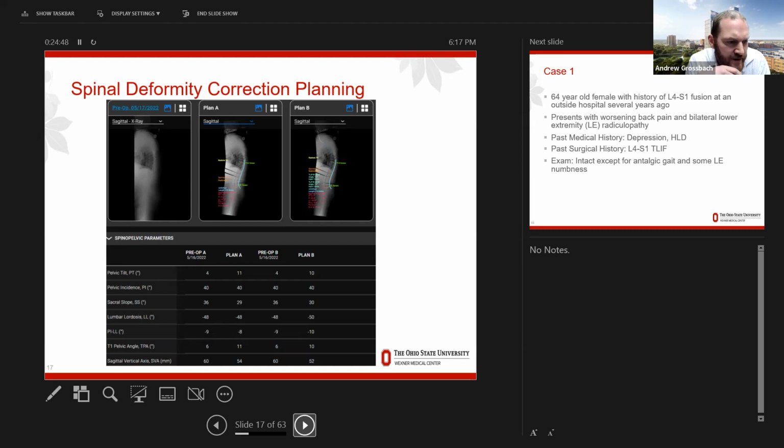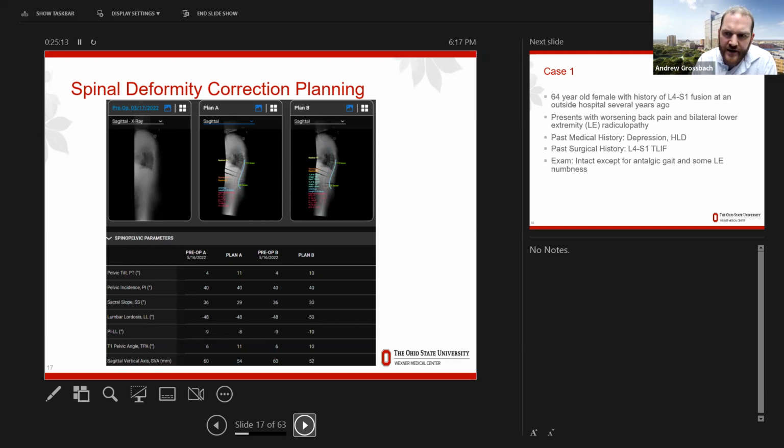So you can see your preoperative spinal pelvic parameters and what you're able to achieve, or what you think you're going to be able to achieve based on those different plans. And then I can select my plan. I can say, you know what, plan A looks good, or plan B looks good. That's the parameters I'm kind of shooting for. Select that plan and then get my patient specific implant.